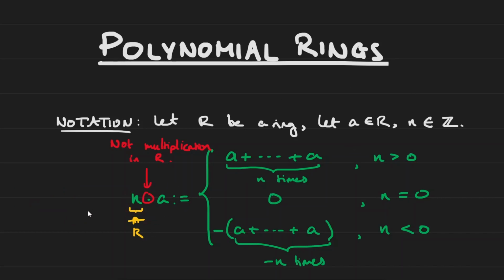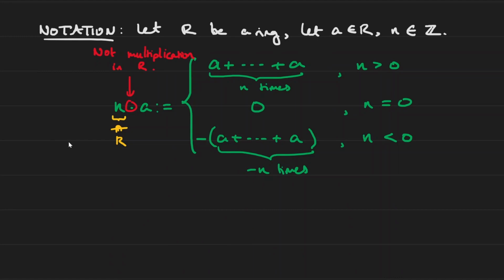In fact, once you have this, then some of the usual properties you might expect from such an operation definitely work. For instance, if we have n plus m, so these are two integers, so the whole thing is an integer, and you multiply that by a, well, this is repeated addition of a, n plus m times. But that's the same thing as repeated addition of a n times, plus repeated addition of a m times. And also you have something kind of similar for multiplication as well.